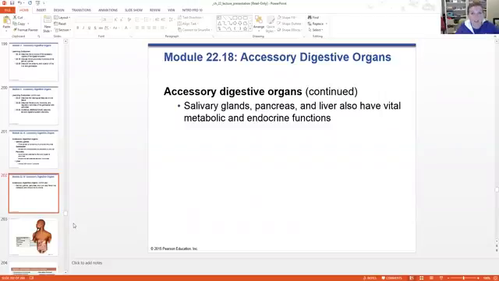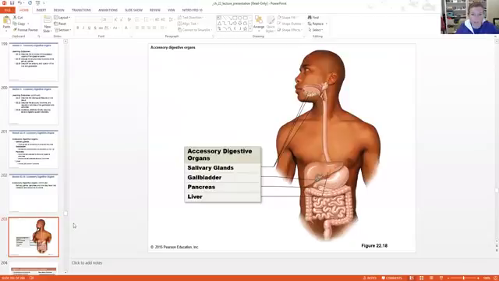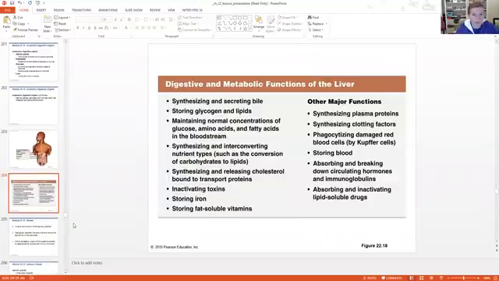Some of these organs have dual functions, not just in our digestive system. So there they are. Let's learn about them in detail. This is an overview of the digestive and metabolic functions of the liver. So here's something that I think is super important. Understanding the difference between a digestive function and a metabolic function, right?